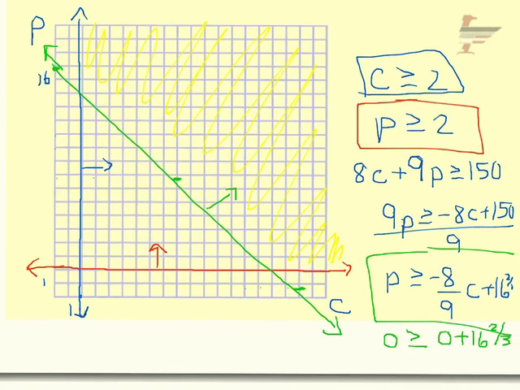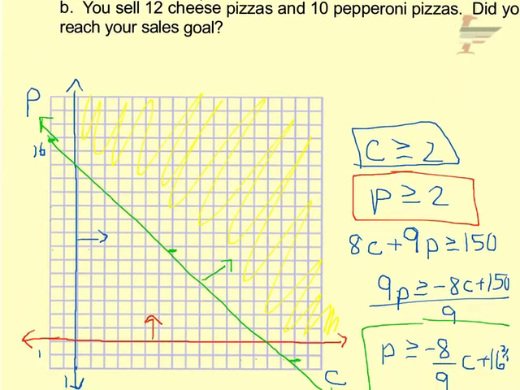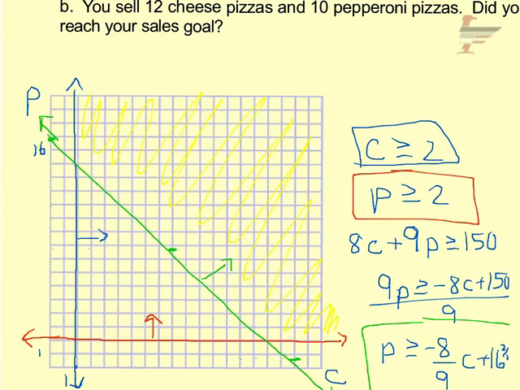Now, of course, this isn't super perfect. I mean, the green line, if I had to really pinpoint an exact point in the yellow region, I might not be so sure by my graph alone. And that's okay. Now, if I go back up here and read B, it says, you sell 12 cheese pizzas and 10 pepperoni pizzas. Did you reach your goal?